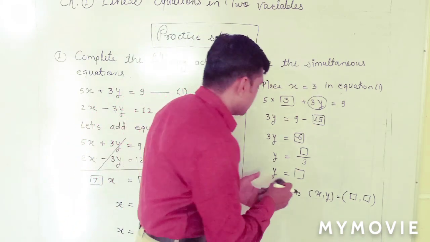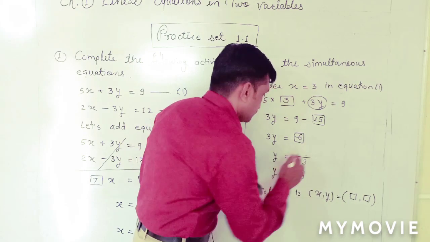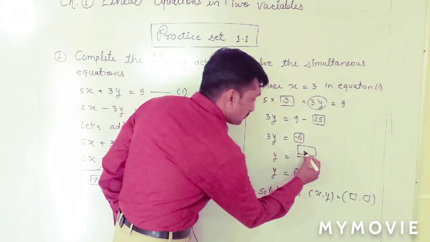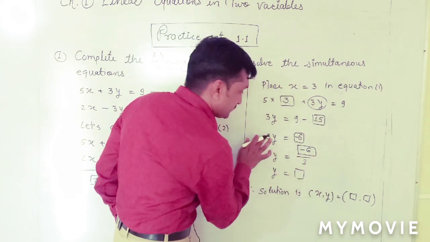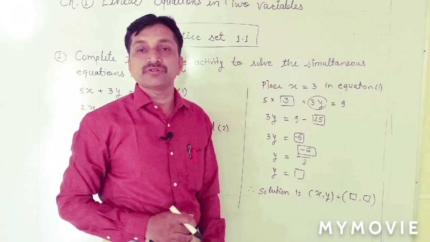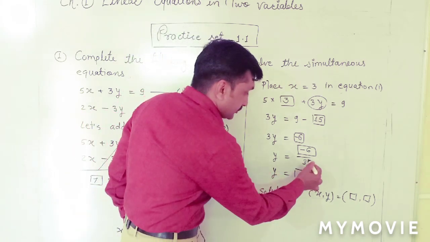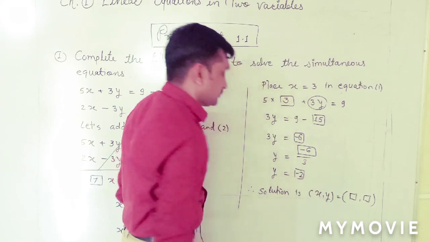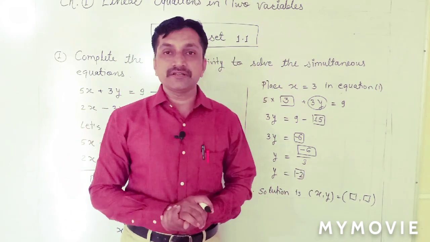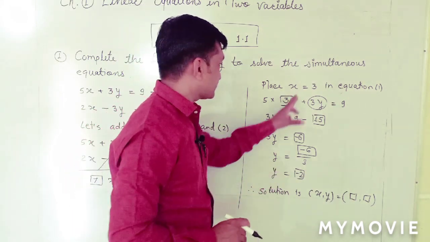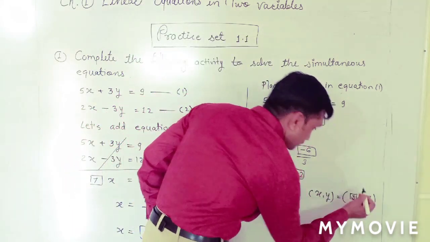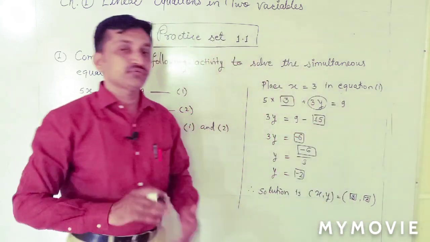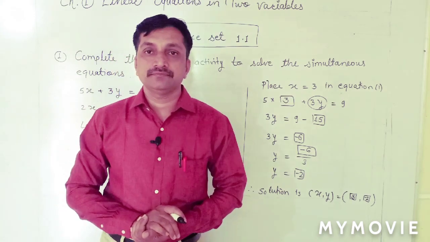Right? Now y is equal to minus 6 divided by 3. This 3, after transposition, will come down, and now reducing by 3, 3 ones are 3, 3 twos are 6, so minus 2. Therefore the solution is (x, y) in brackets. What is the value of x? 3, here we have to write 3, and the y value is minus 2. In this way we got the solution set.